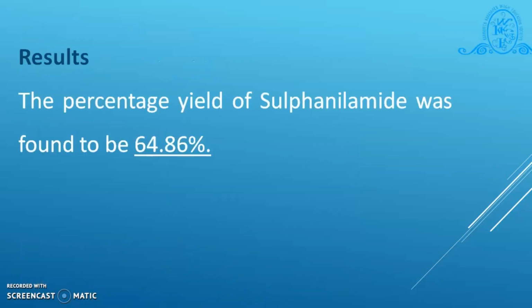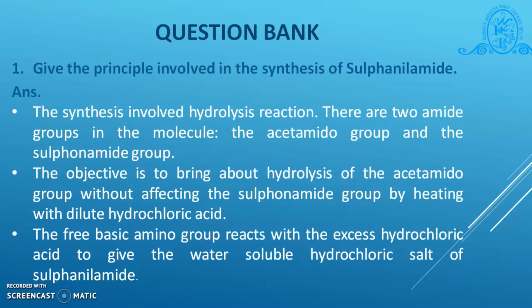So after performing the practical, the result is that the percentage yield of sulfanilamide was found to be 64.86%. Students, let us see some questions related to this practical, which are useful for your synopsis and viva voce. So the first question is, give the principle involved in the synthesis of sulfanilamide.